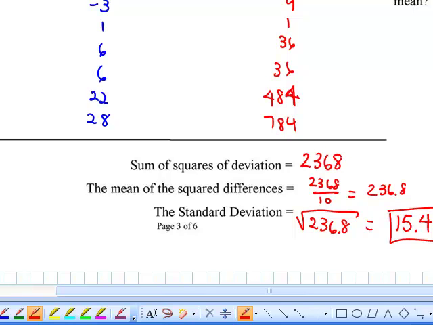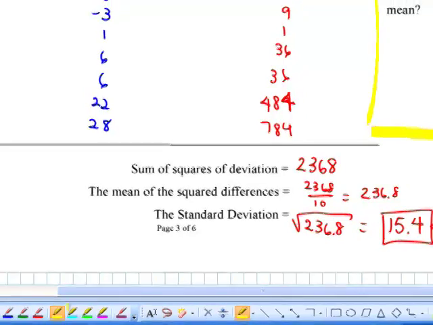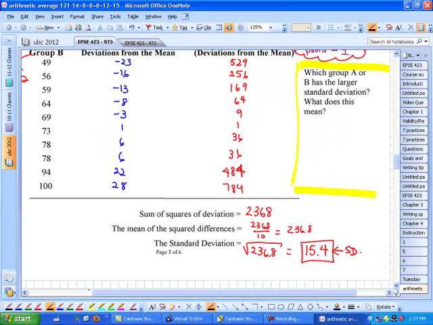Now I did ask you a question over here. Hope you didn't forget it. It says which group, A or B, has the larger standard deviation? So in this case, I think the answer is obvious. If you compare the two numbers, it's B. Okay, B is the larger one.